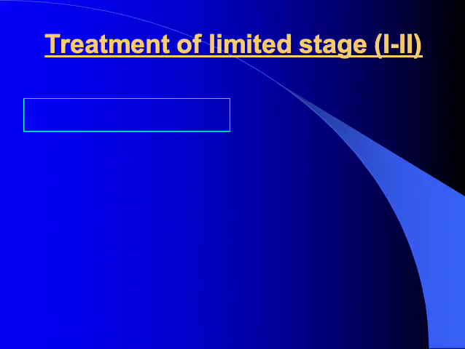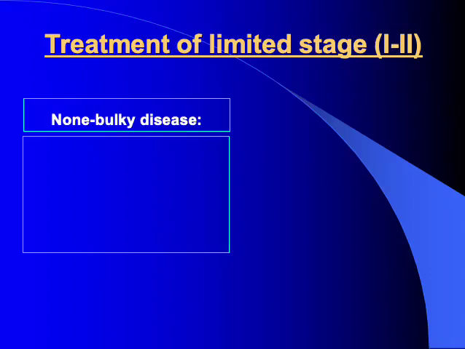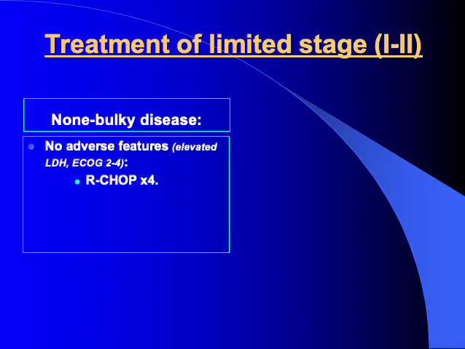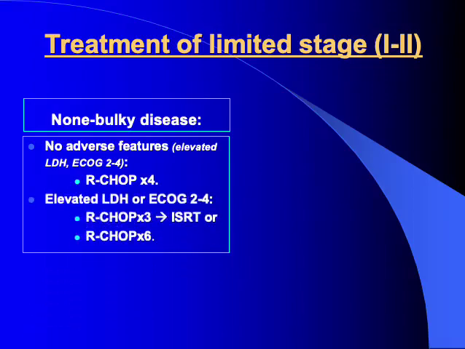Treatment of limited disease, stage 1 or 2, one group of lymph nodes or two groups of lymph nodes on the same side of the diaphragm. Non-bulky disease, remember bulky means lymph node mass more than 6 or 6 to 10 centimeters, less than that, non-bulky, and no adverse features. Elevated LDH, remember, is a bad feature. Performance status 2 to 4, bad feature. If none present, we treat with chemoimmunotherapy or CHOP for 4 cycles.